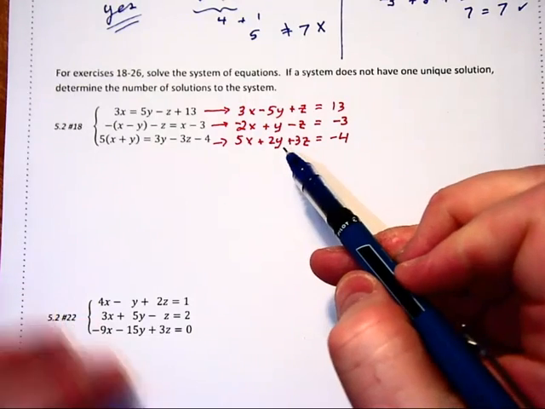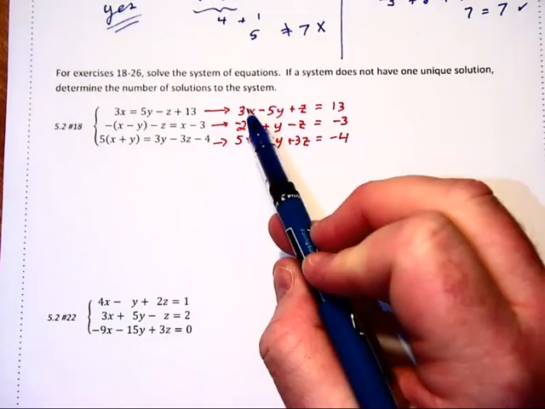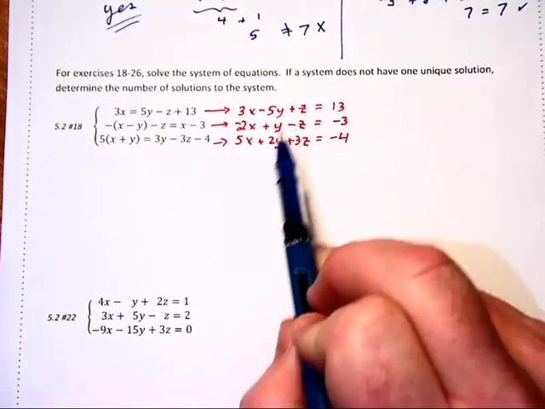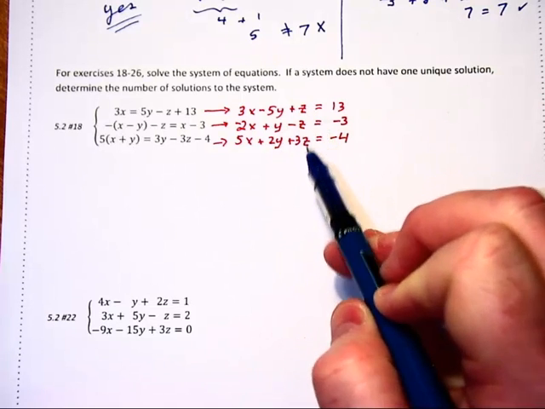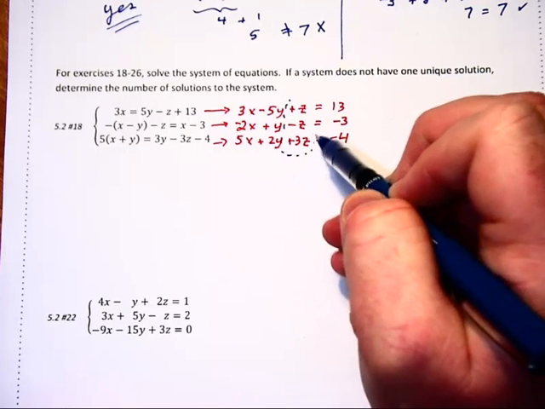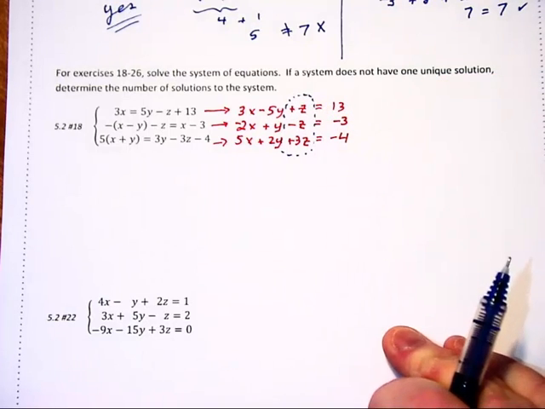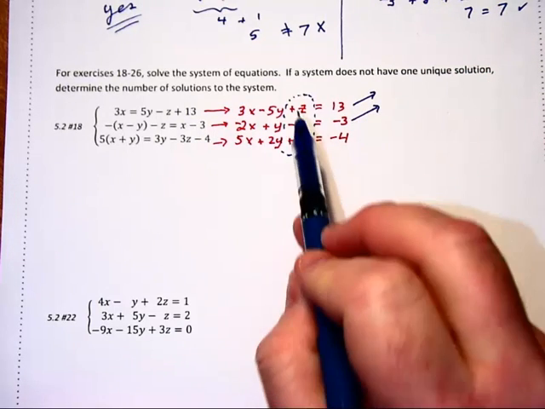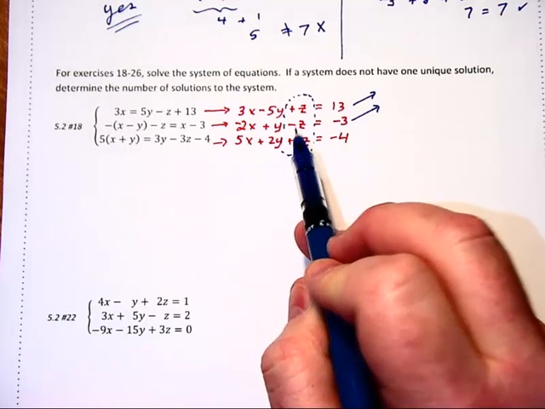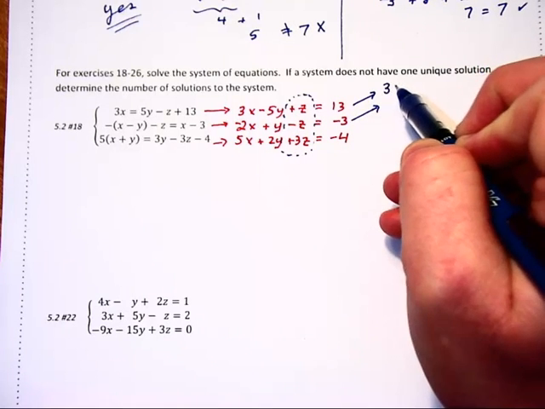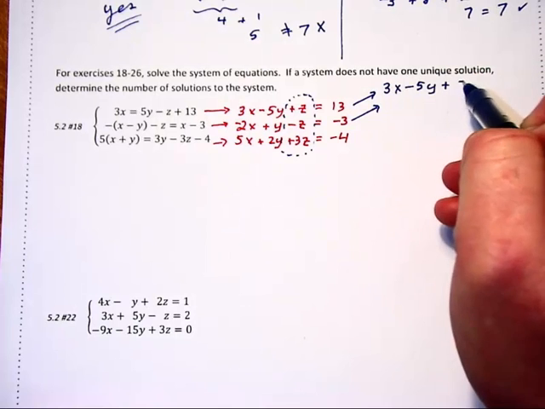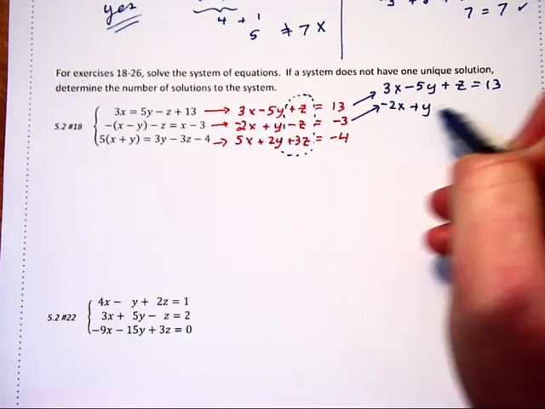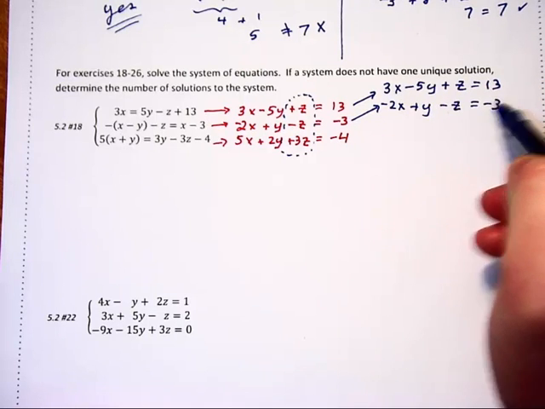Okay, now we want to try and identify a set of coefficients that are easy to eliminate, and since the coefficients of z are 1, negative 1, and 3, I'm going to work towards eliminating them. So I'm going to take these first two equations and slide them on up here to the right, and since we already have z's canceling each other out, I don't need to change them. We will have 3x minus 5y plus z equals 13, and negative 2x plus y minus z equals negative 3.